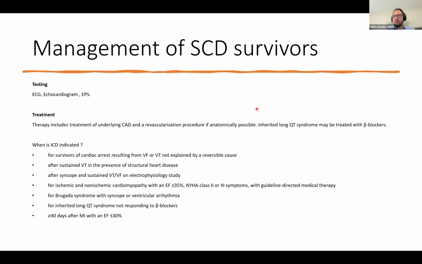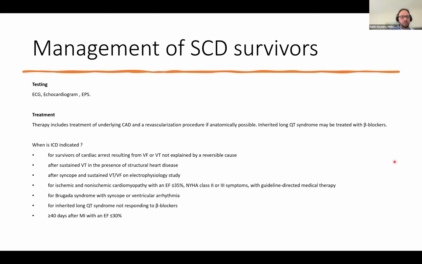Management of sudden cardiac death survivors. For testing, we do an EKG and echocardiogram for survivors of sudden cardiac death to identify long QT, to see if there is any anatomical abnormality, assess the ventricular ejection fraction, and assess the myopathy process. EPS study is indicated for patients with suspected ventricular arrhythmias, episodes of impaired consciousness, and a structurally abnormal heart.